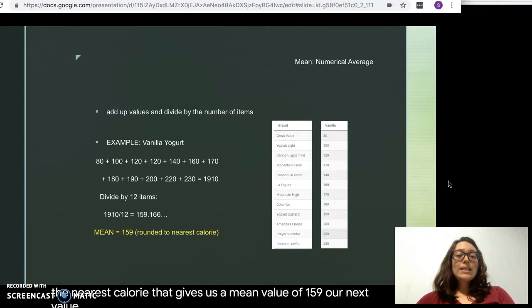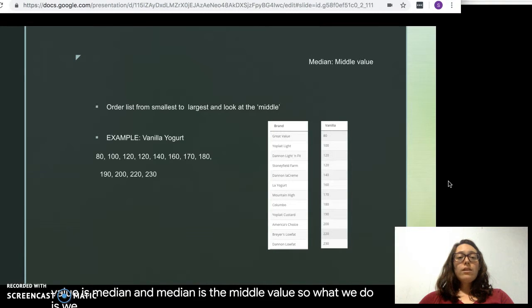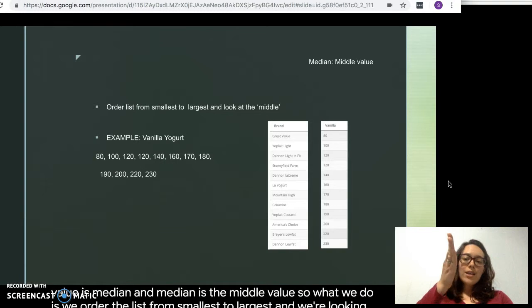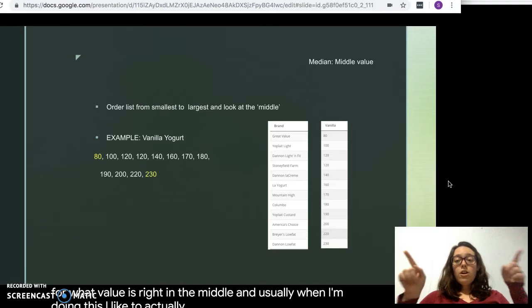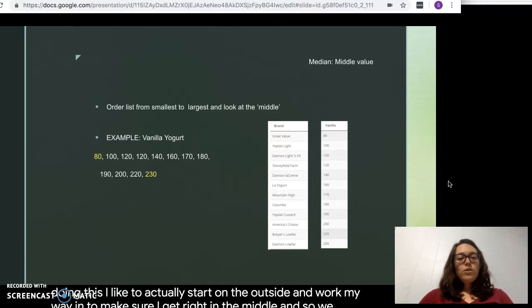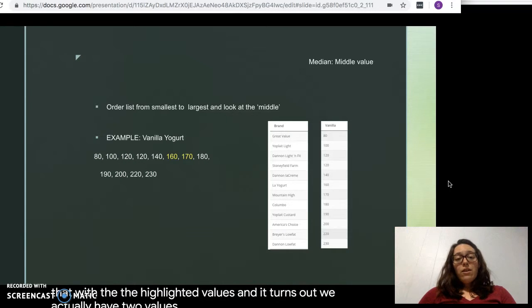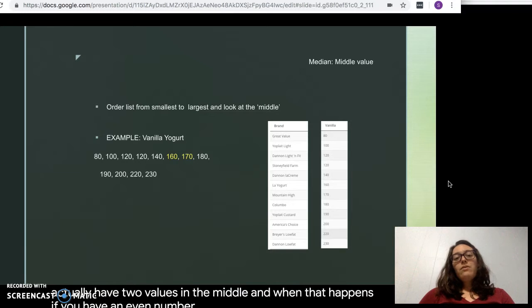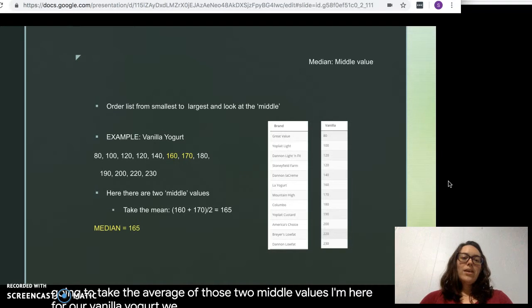Our next value is median, and median is the middle value. So what we do is we order the list from smallest to largest, and we're looking for what value is right in the middle. Usually when I'm doing this, I like to start on the outside and work my way in to make sure I get right in the middle. We'll do that with the highlighted values. It turns out we actually have two values in the middle. When that happens, if you have an even number of things in your data set, we take the average of those two middle values. Here for our vanilla yogurt, we end up with a median value of 165.